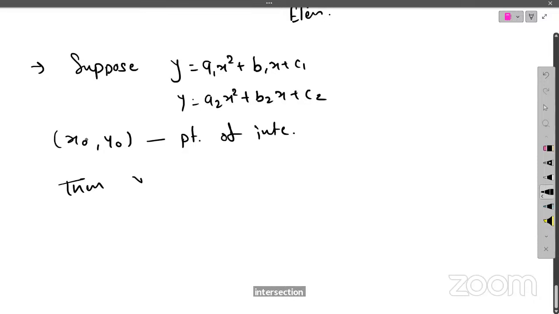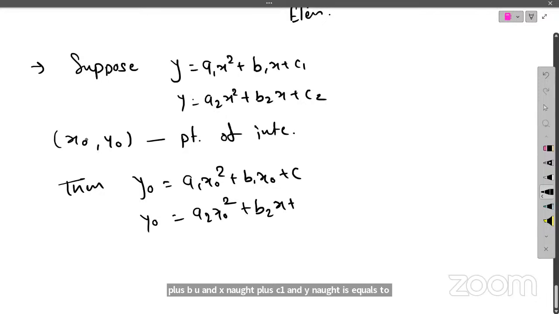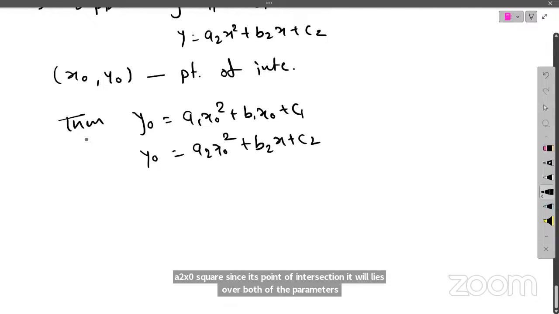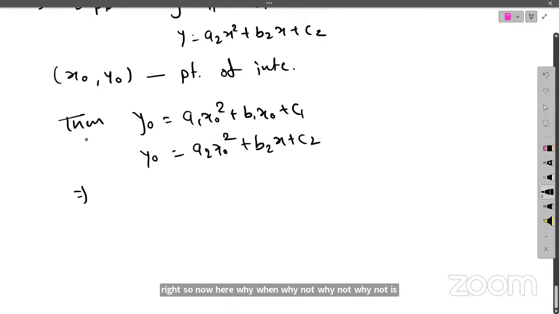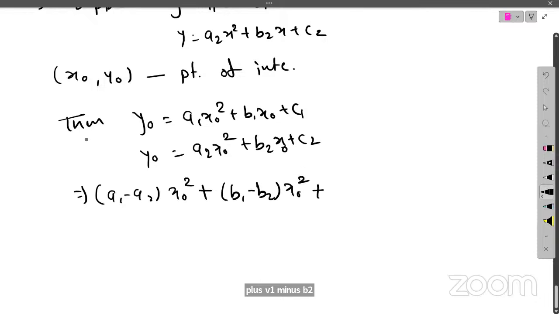Then we know that y0 is the same as a1x0² + b1x0 + c1 and y0 equals a2x0² + b2x0 + c2. Since it's a point of intersection, it will lie on both of the parabolas, right? So now y0 is given, so we can equate these two terms and reach a quadratic equation only. So it will be (a1 - a2)x0² + (b1 - b2)x0 + (c1 - c2) = 0.